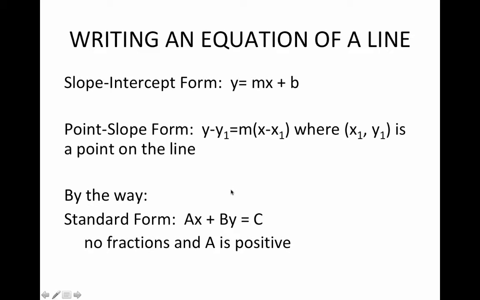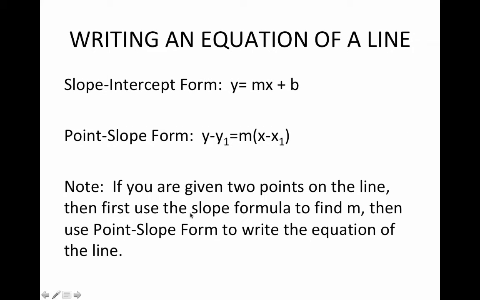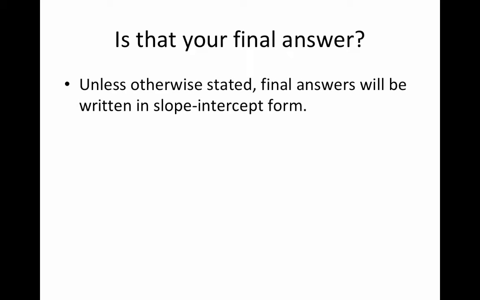There is that third form, standard form, ax plus by equals c. Remember, when we have an equation in this form, there's no fractions, and a is positive. If you are given 2 points on the line, then first use the slope formula to find m, then use point-slope form to write the equation of the line. So whenever you're determining whether or not you have a final answer, you need to look and see if it's in y equals mx plus b form, slope-intercept form. If not, you need to transform it till it is in that form.